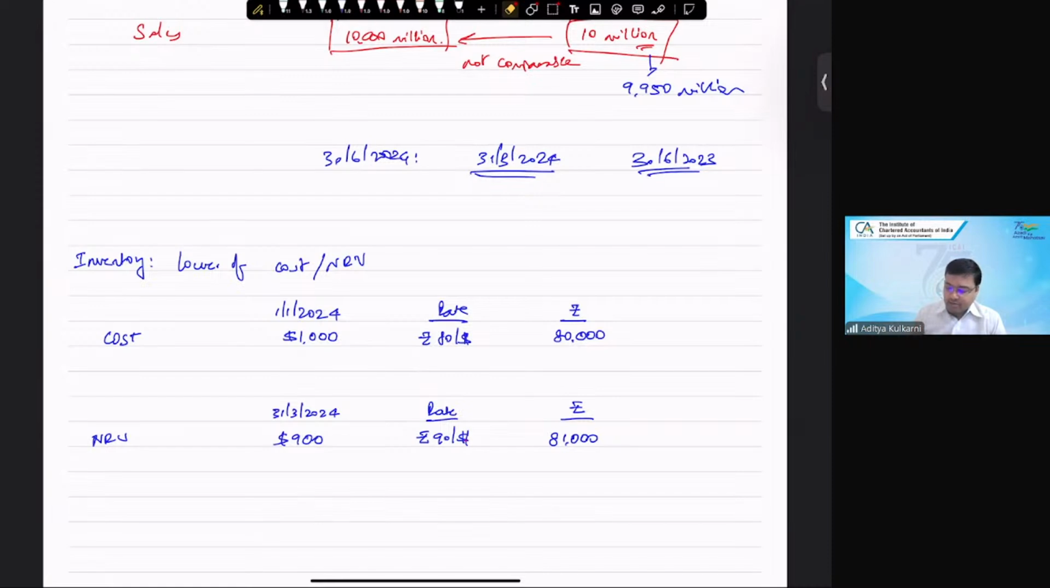Everybody think and answer. Inventory write off होगा या नहीं होगा? The cost is the least of both the things, so no write off. But actually write off हुआ है ना $100 का. 1,000 has fallen to 900. Yes or no? Yes, sir. So should I do a write off or should I not do a write off?